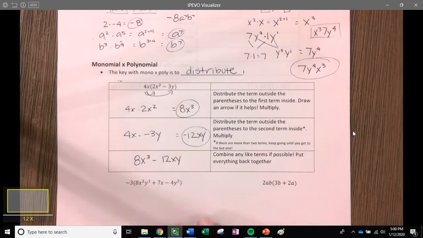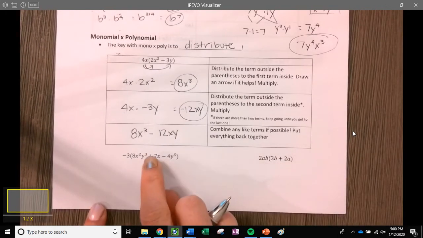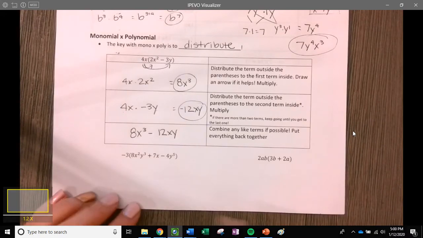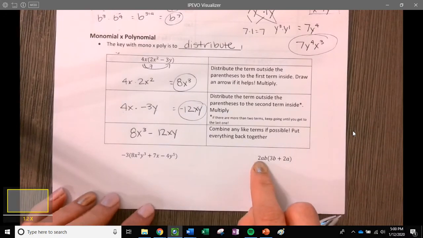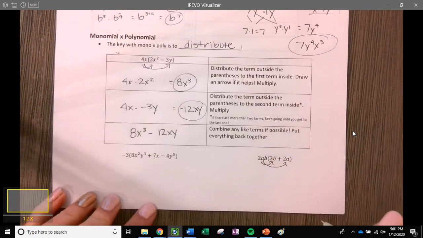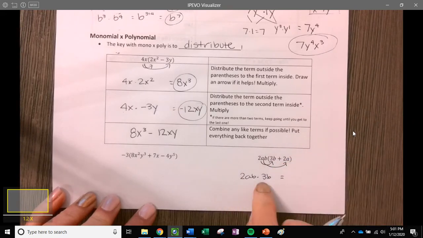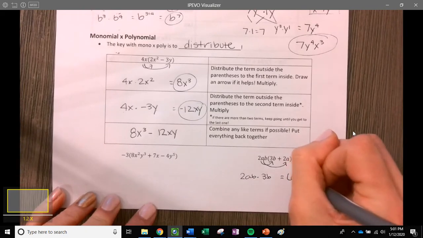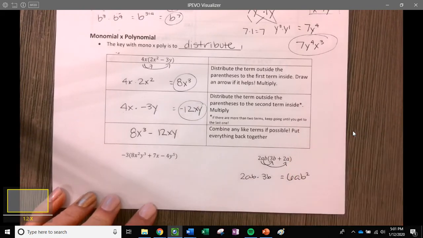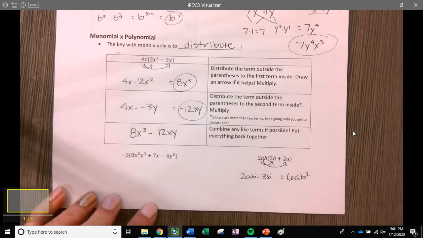Nothing to add. All right, I'm going to do this one first because it's a little easier than this, and then we'll come back to this trinomial here. So we've got a monomial times a binomial. I need to multiply the 2ab times the 3b, and then times the 2a. So 2ab times 3b is going to give me 2 times 3 is 6. ab times b, the a stays, b squared, right? Because this is b to the first times b to the first. 1 plus 1 is 2.